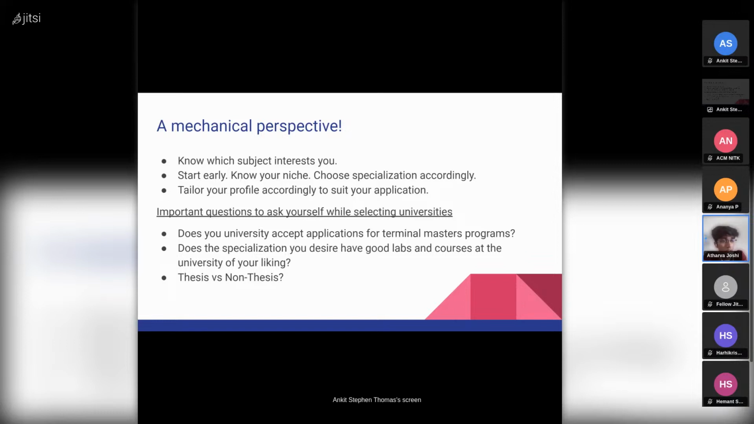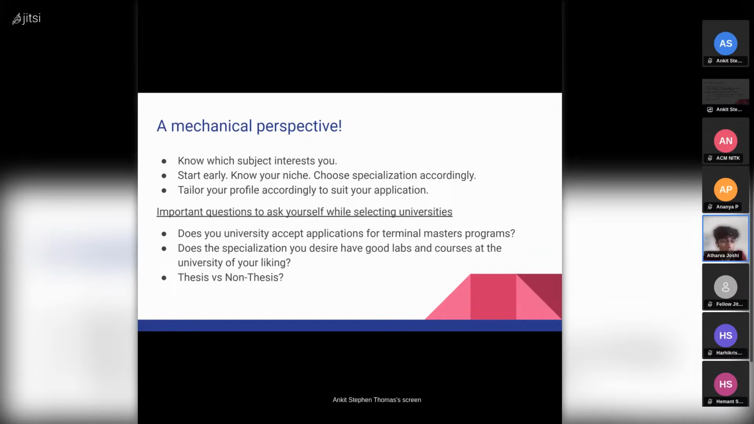Next, you need to ask: does the specialization you desire have good labs and courses at the university of your liking? There might be a case where a university is very reputed, but it does not have the profs who are actively working on that research topic, right? So you need to make your choice very wisely. You need to go through all the department labs of whatever universities you're planning for. Maybe just mail professors saying, okay, I'm interested in so-and-so topic. Do you have a lab for this? Or do you deal with this topic? Maybe they used to deal with the topic 10 years ago, but they shifted. Yeah, it varies.